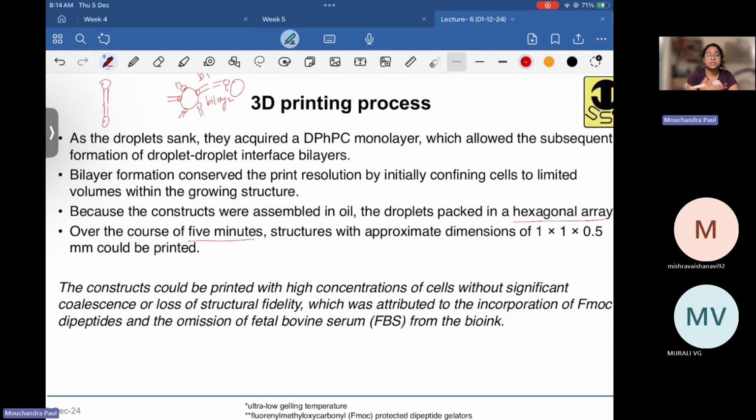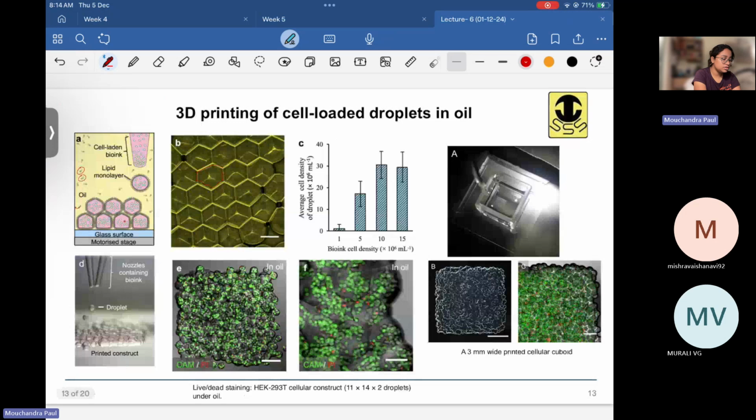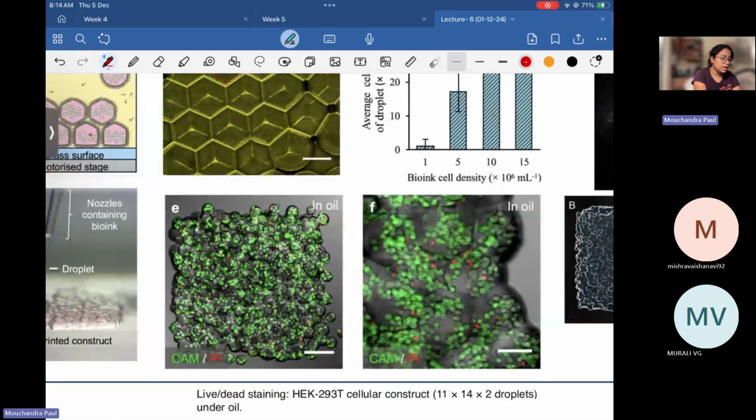And how are they retaining the shape? They are retaining the shape by using the oil bath, and also using the dipeptides and agarose, right? And they have also shown in the supplementary that if they omit the FBS, that is the fetal bovine serum, from the bioink composition, that also helps in retaining the shape of the droplets in the 3D structure.